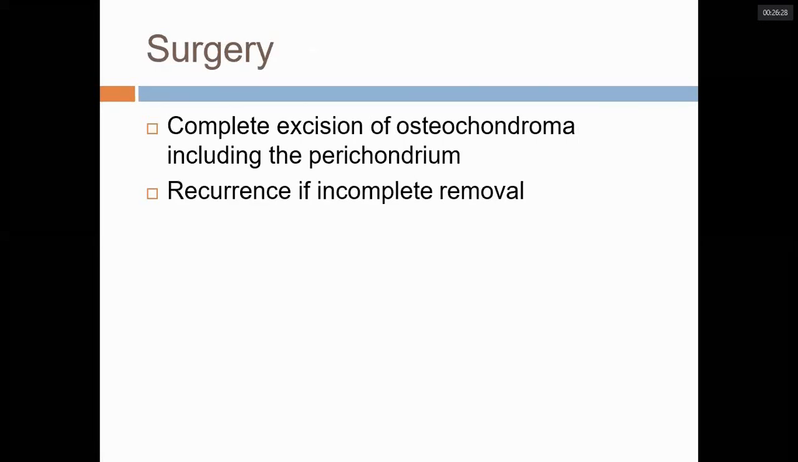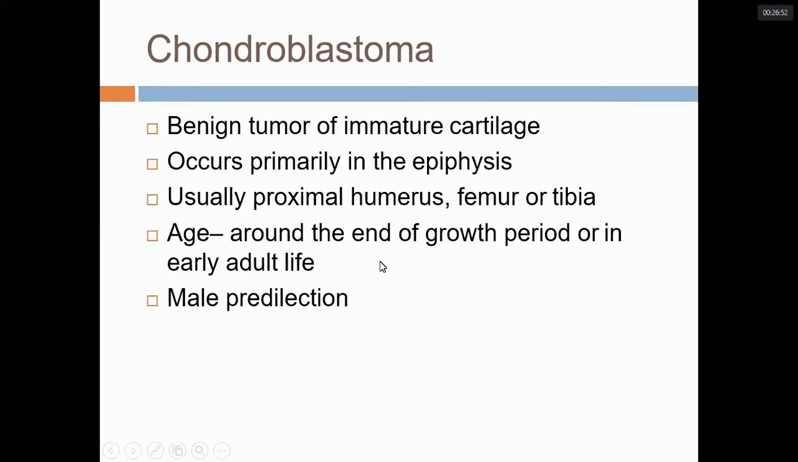Generally, surgery is done by complete excision of the osteochondroma, including the perichondrium. All the cartilage as well as the periosteum around the base of the lesion are excised, and there is less recurrence. If there is incomplete removal of the base of the lesion as well as the cartilage, then there may be a chance of recurrence.